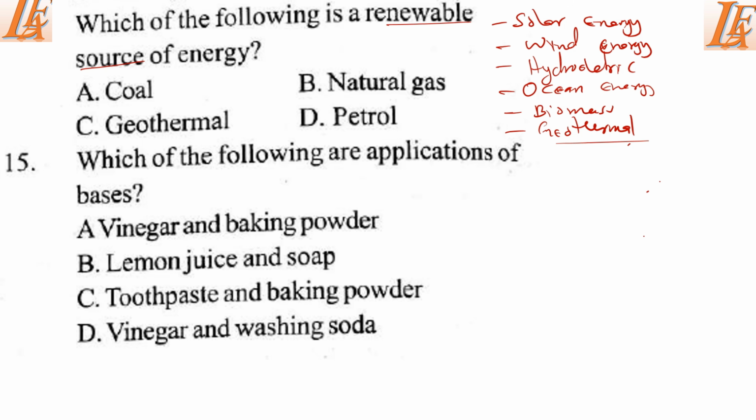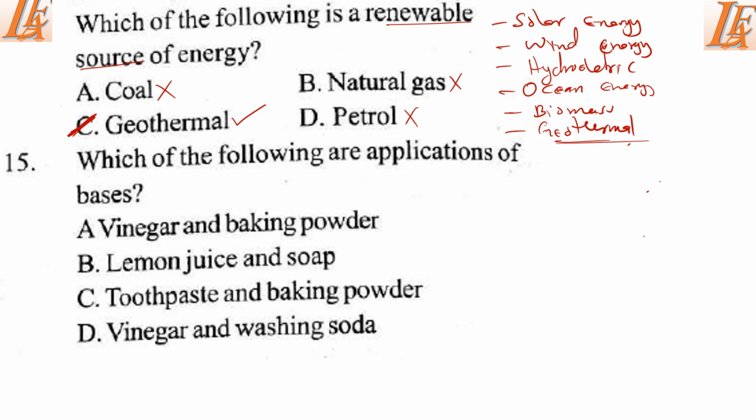So let's look at the first option, A, coal. Coal is a non-renewable. B is natural gas. This is a non-renewable. C, geothermal. Geothermal we have listed here among the renewable sources, so this one is correct. D, petrol. Petrol is a non-renewable. So in this case, the one which is a renewable source is geothermal. And geothermal, we define it as a source of energy which is extracted from the Earth's internal heat. And in this case, Earth produces heat constantly and it can never be exhausted.